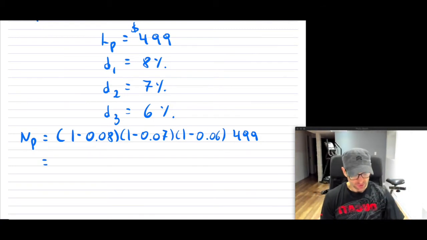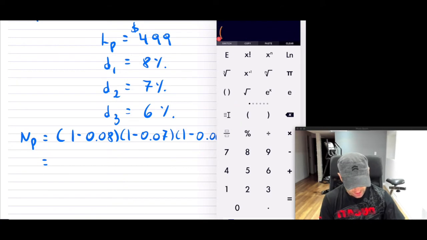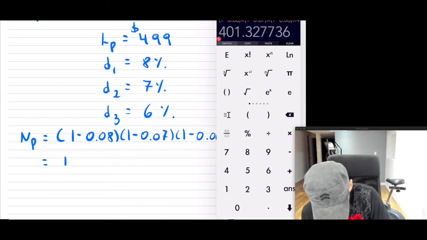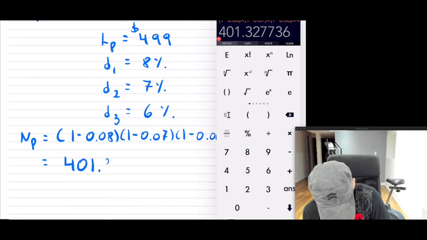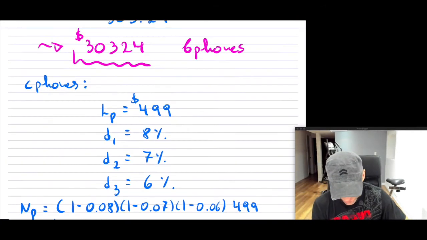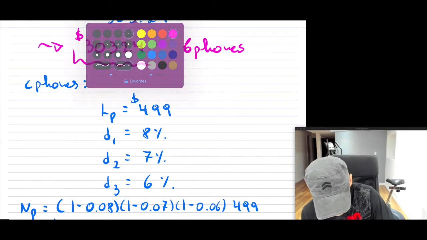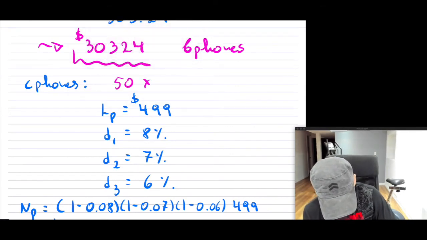So if we substitute this into our calculator, so 1 minus the first discount, times 1 minus the second, times 1 minus the third, multiplied by $4.99. Now I have to round this to the penny, to the cent. So that would be that. That is for one phone. Now we are buying 50 phones.